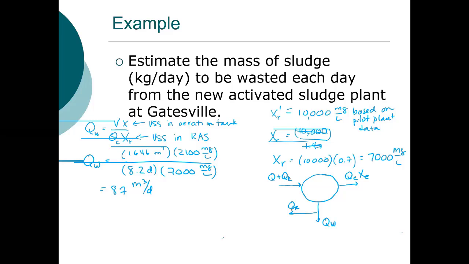We've written the system boundary such that this QR is within the boundary, okay? So we've written it here where we have a flow rate entering. We have QR that's being recycled, and we have QW. And then we have all the X terms that are associated with that.